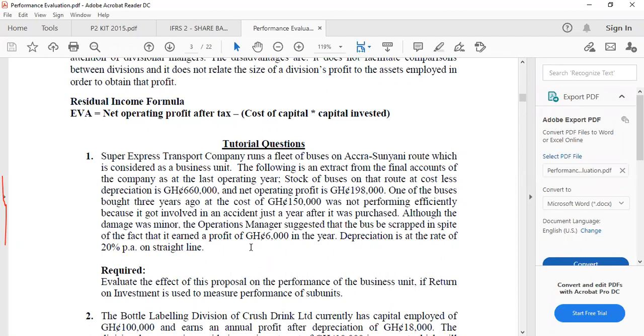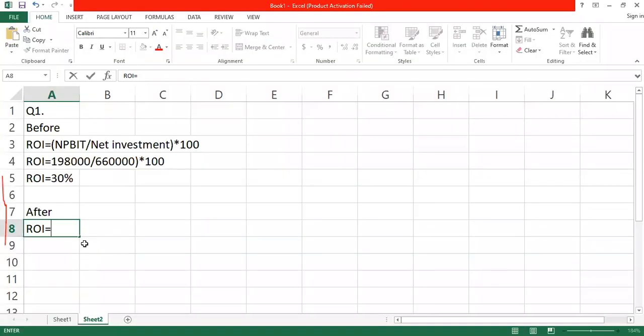Okay. After, what will be the effect on the profit after they have taken the proposal? The machine that they want to scrap now, what is the profit that they are generating? 6,000 every year. So if you are scrapping it, that 6,000 profit will not be there again, isn't it? So what will now be our new profit? 192,000. If you are scrapping it, it means that this will also go with the carrying value as at the day that we are scrapping it.